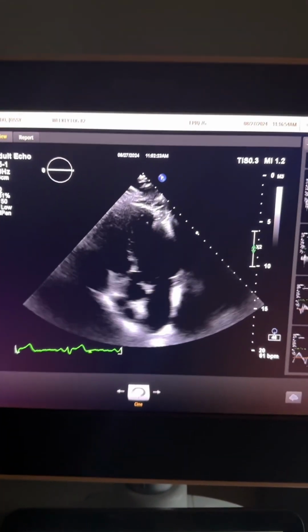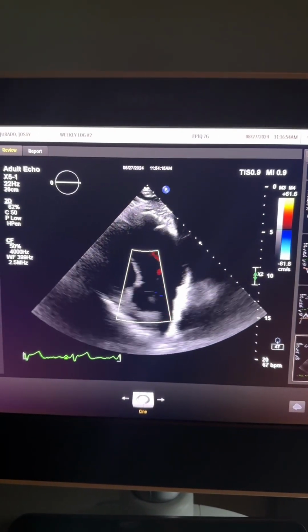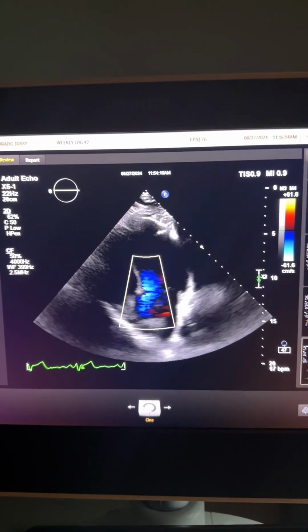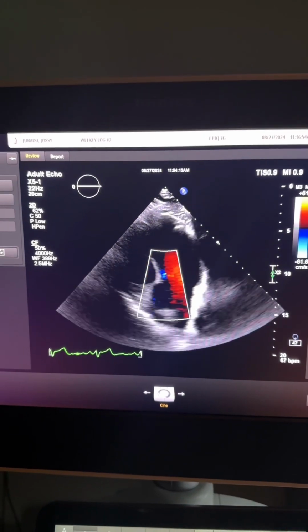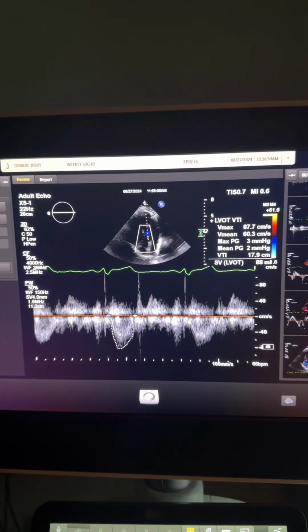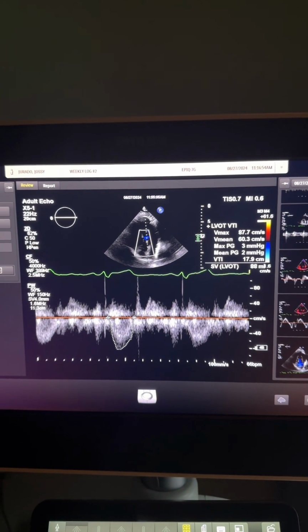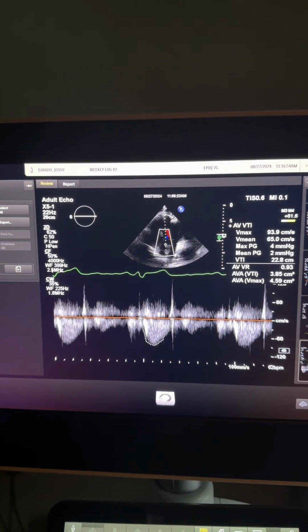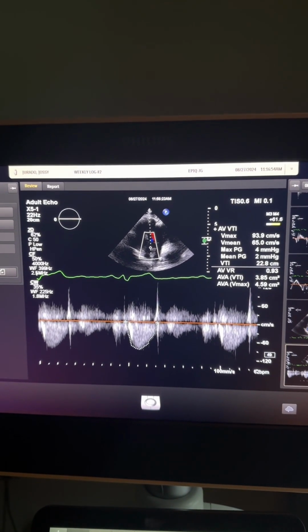I moved into my 5 chamber and added color Doppler. After I added color Doppler, I added a pulsed wave Doppler in order to measure my LVOT VTI. I did this in continuous wave to measure my AV VTI.